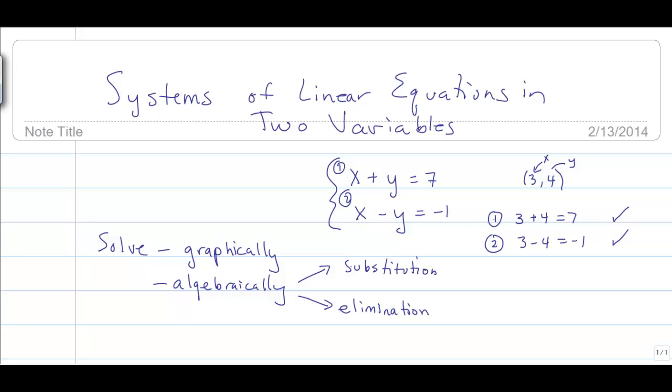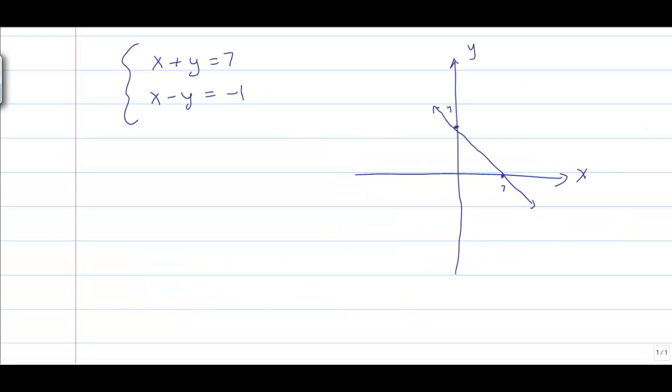Let's look at how we come up with the answers. If I wanted to solve this by graphing, I would graph the first line and then the second line. I would graph these both by intercepts, since they're in standard form. If I let x equal 0, I see that y is equal to 7, and this is the point (0, 7). If I let y equal 0, then x is equal to 7, and this is the point (7, 0).